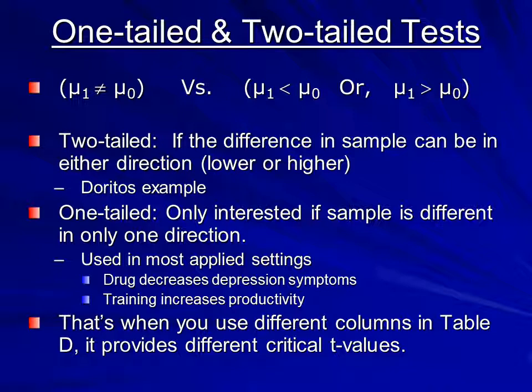How are you going to be able to figure that out? It's going to be in the setup. They're going to tell you if the hypothesis has a direction to it. If the hypothesis is, I believe the training increases productivity, or the alternative hypothesis is that training increases productivity, or the alternative hypothesis says the drug decreases depression, that is a directional hypothesis, and so you should be using a one-tailed test. If you say, I don't believe that they're the same, then you have to use a two-tailed test.